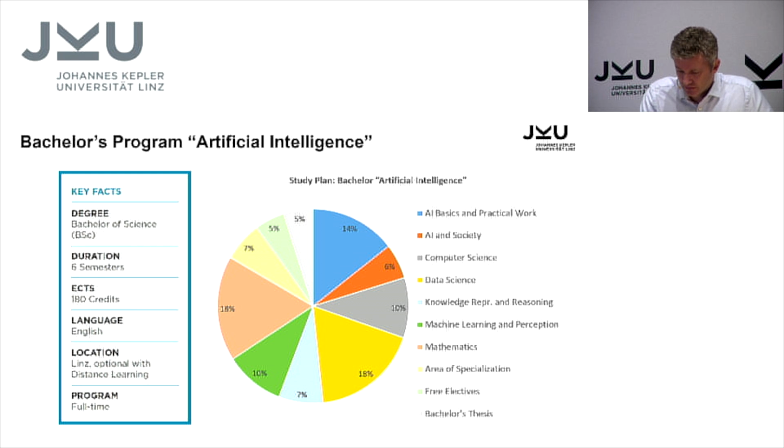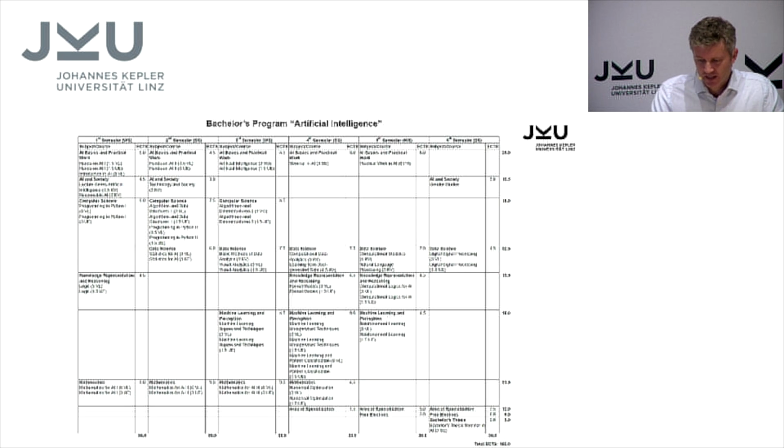You can see that our study plan is focused on several areas. We treat the AI basics and practical work. Then we have this AI and society subject, lots of computer science courses, data science courses, and then core AI subjects like knowledge representation and reasoning, the machine learning and perception subjects. Then, of course, especially in the first 3 semesters, mathematics education. And then, as usual, you have to pick some area of specialization, 3 electives, and the bachelor thesis.